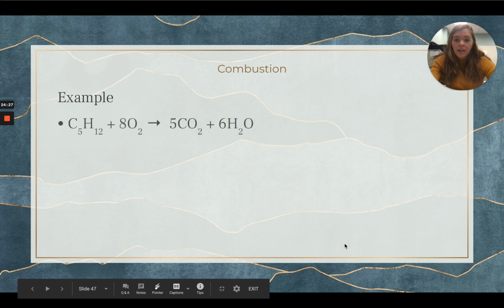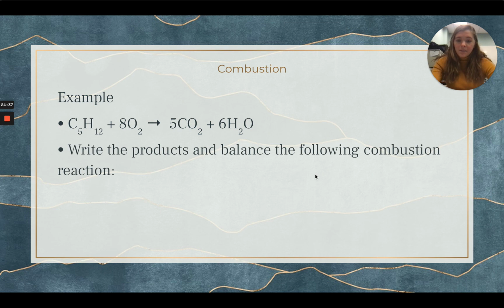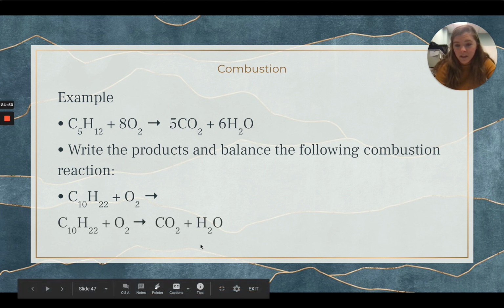So an example would be C5H12 plus O2 yielding 5CO2 and H2O. So again, you see that CO2 and H2O are our products. So go ahead and write the products and balance the following combustion reaction of C10H22 and O2. Hopefully you immediately recognize that CO2 and H2O are our products, and all you have to do is balance from there. And I didn't balance it there.